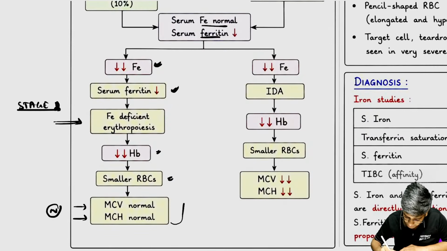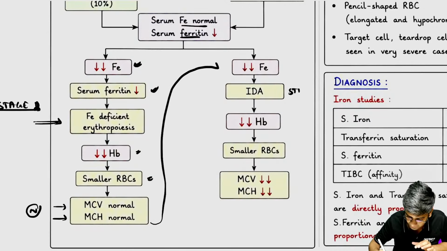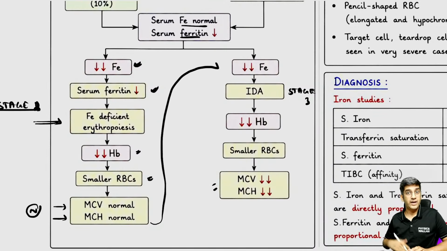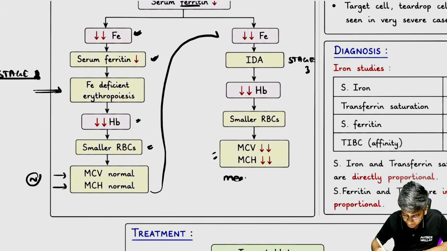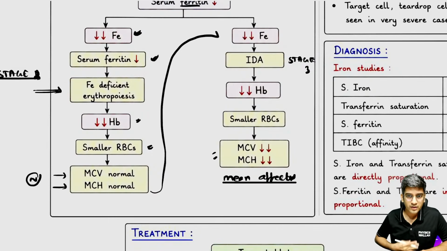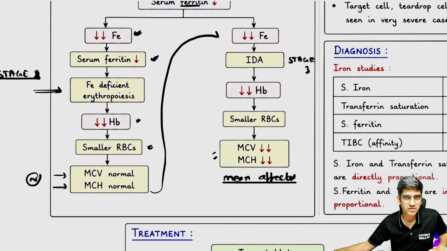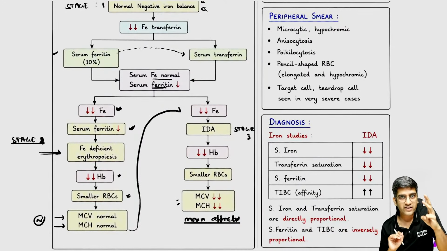Still, I am not able to correct it. Still there is reduced iron. Then comes your stage 3. Stage 3 is iron deficiency anemia. Hemoglobin is less, smaller RBCs, microcytic, hypochromic RBCs. MCV will be less, MCH will be less, because here the mean also is affected. Not always, but that's a predominant cause. Nutrition is the predominant cause by default, right? So this results in the 3 stages of iron deficiency anemia.